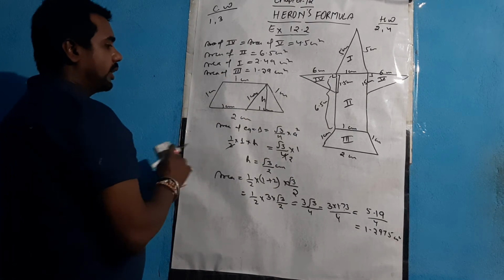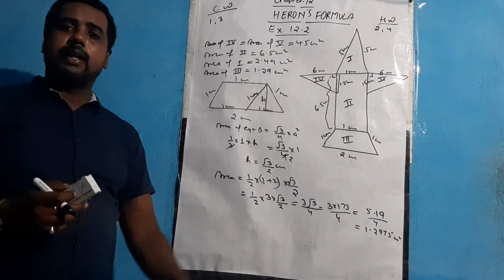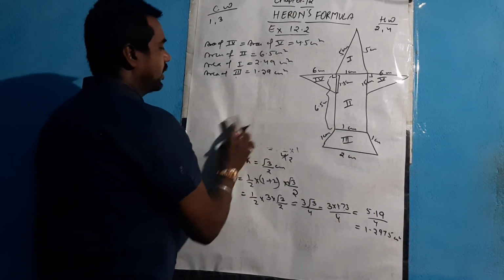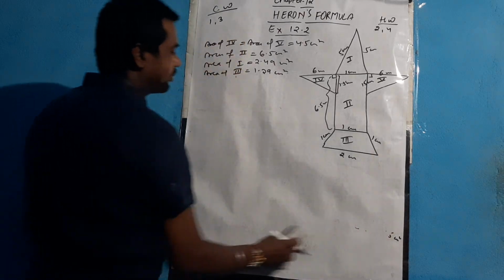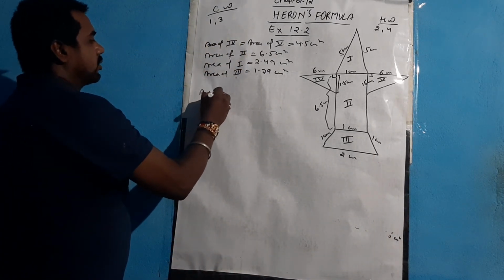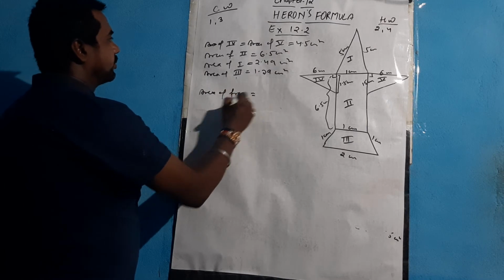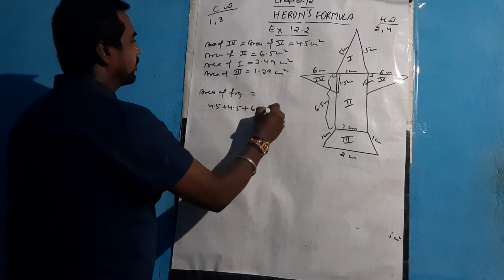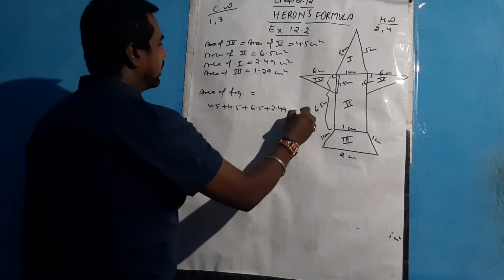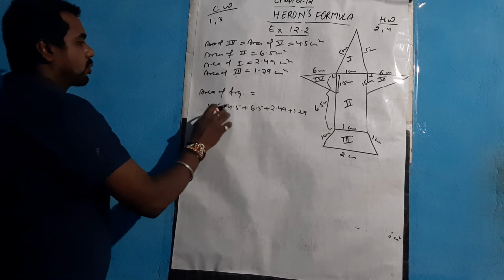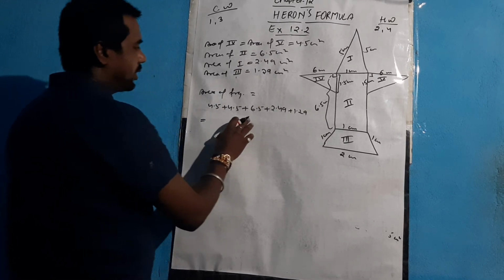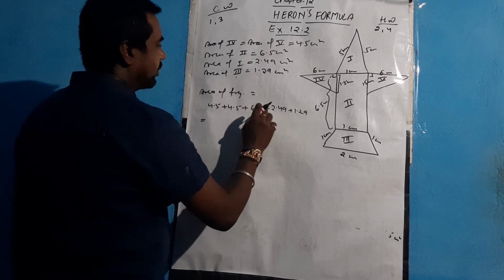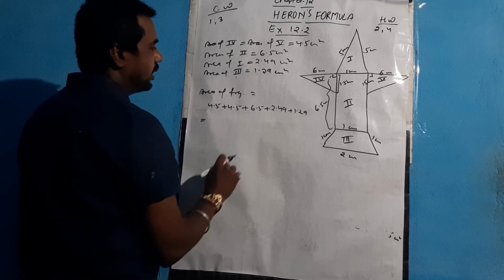Now I've calculated the areas of all the parts. Now we'll add up all the areas to get the area of that particular figure. So the area of the figure is 4.5, 4.5, 6.5, 2.49 and 1.29. Adding 4.5 and 4.5 gives 9, plus 9 is 18, plus 6.5 and the rest.